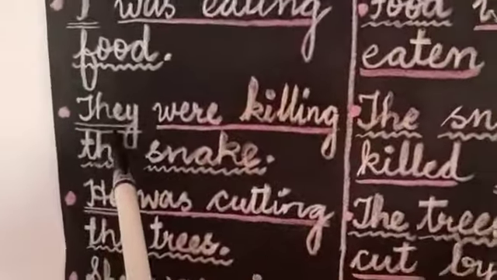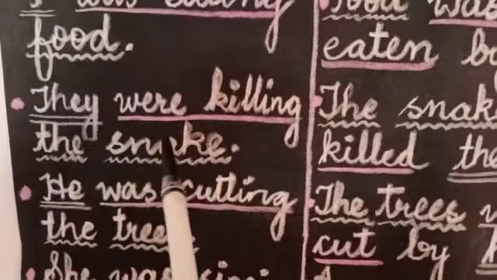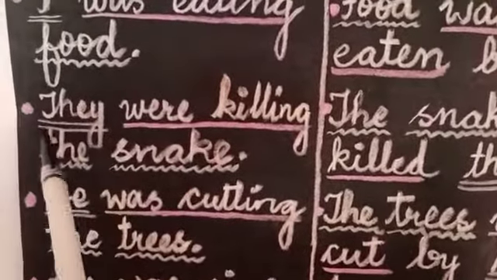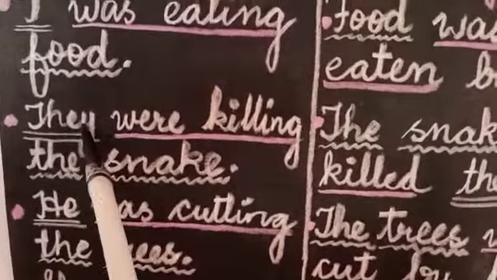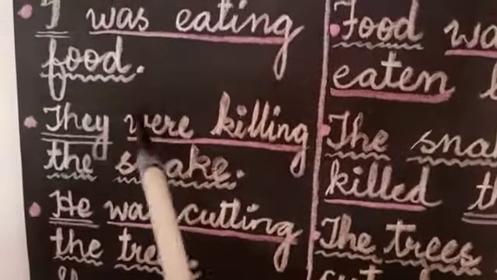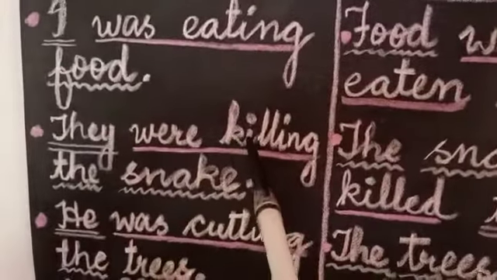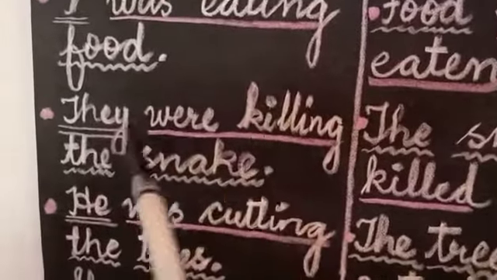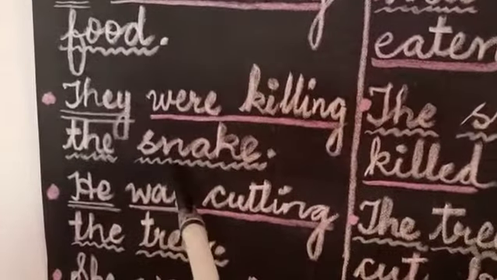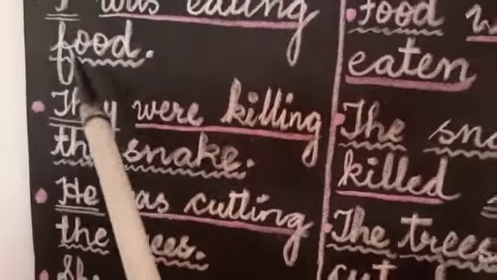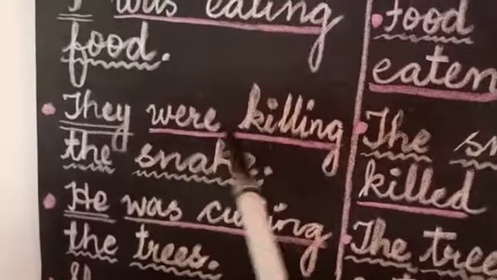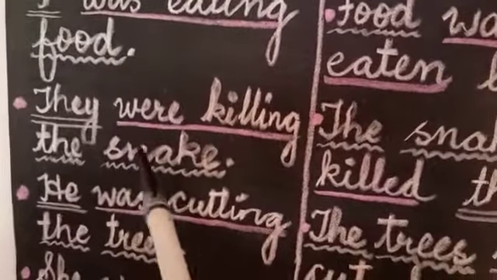Now they were killing the snake. They is the doer of the action. They is the subject. Were, we are using because they is plural. Killing is the ing form of kill, and the snake is the receiver of the action, the object. They killed whom? Or they were killing whom? They were killing the snake. The snake is the object.